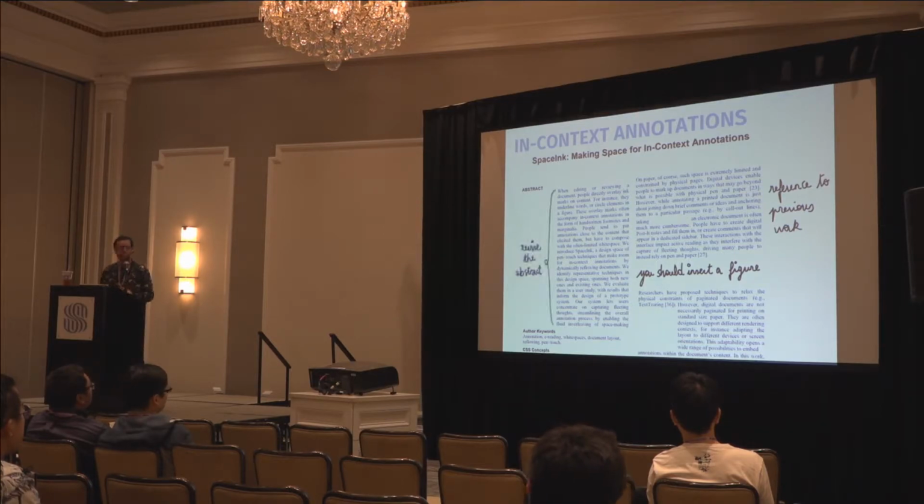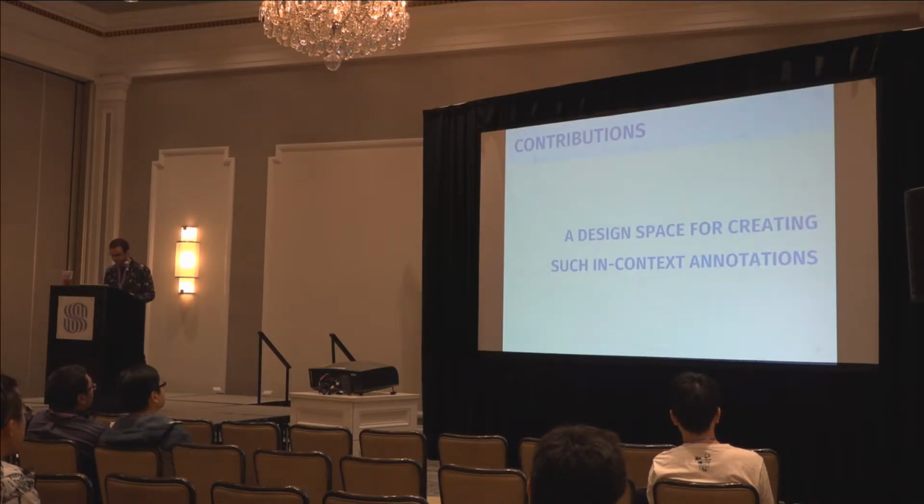We can, for example, annotate the side of a paragraph to indicate a revision about the whole paragraph, or we can also annotate between words to indicate a simple correction, or even annotate wrapped in a paragraph to indicate that a picture should be inserted. So the goal of our paper here is to understand and explore the design for creating such in-context annotations.